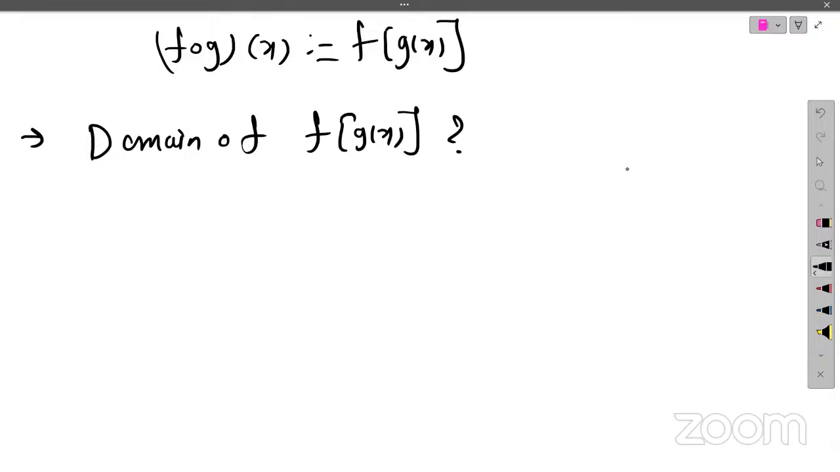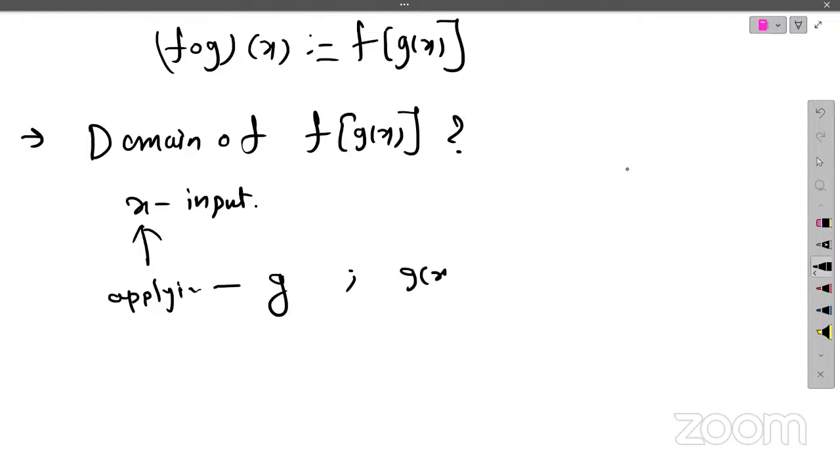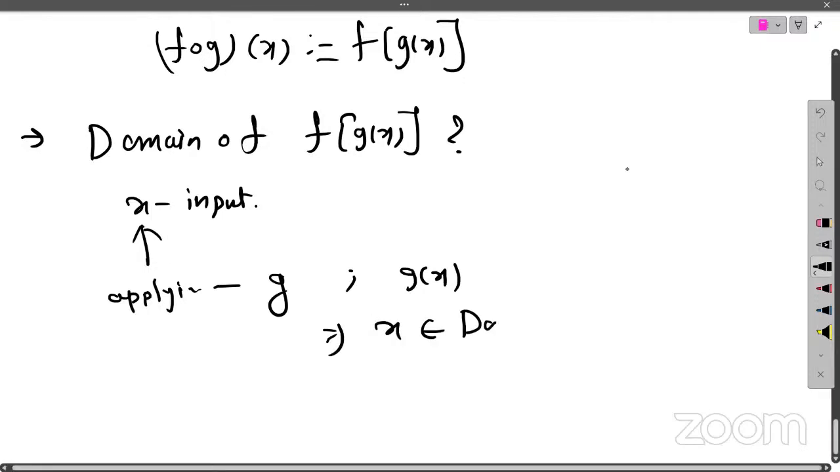Well defined means either it will give a real number or it should make sense. So now here, what is happening? x is our input point, right? On x, first we are applying g, right? So that means this g of x should make sense. So what does it imply? It simply implies this x should belong to the domain of g, right?